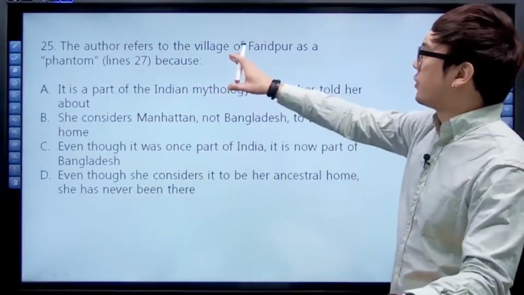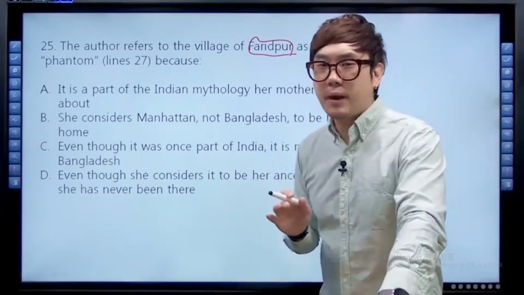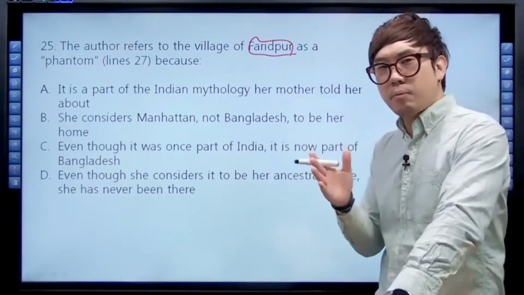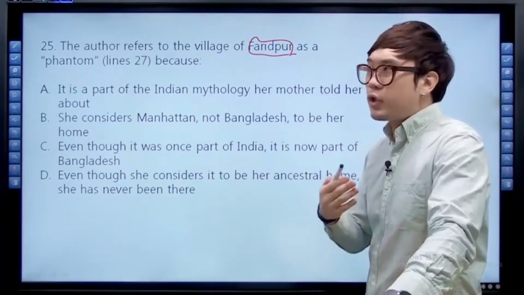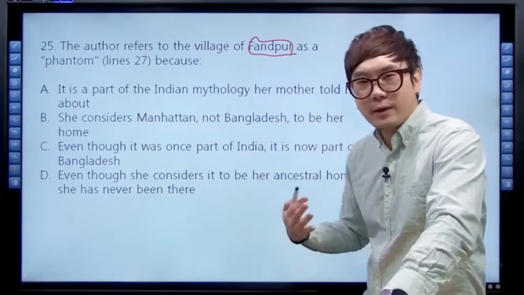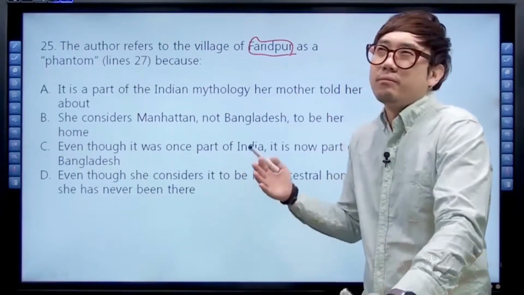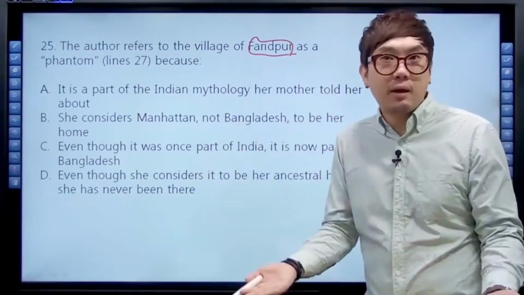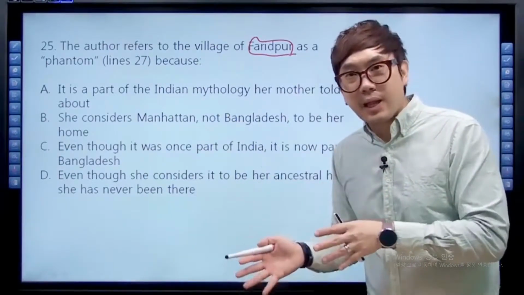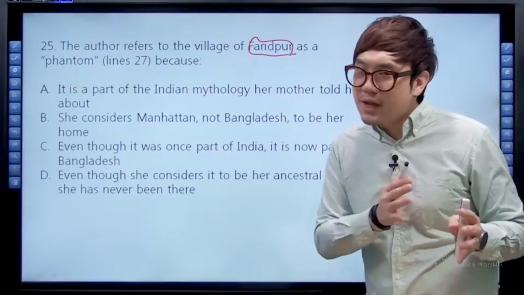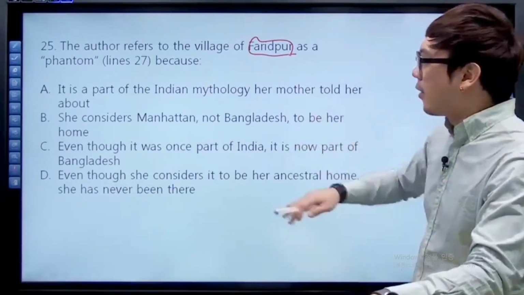The author refers to the village of Faridpur as a phantom because, all right? Now remember, was she born in Faridpur? No, it's her father's birthplace, right? But she considers it a sort of hometown, so to speak, because her father was born there. Now it's in Bangladesh, and she feels that she's not quite Indian, not quite Bangladeshi, and so you get the idea there. Now let's take a look at it.